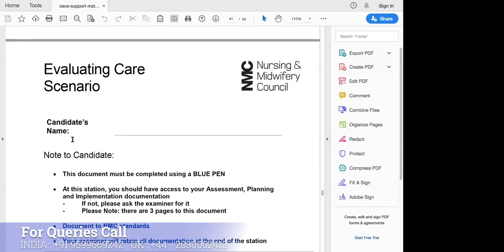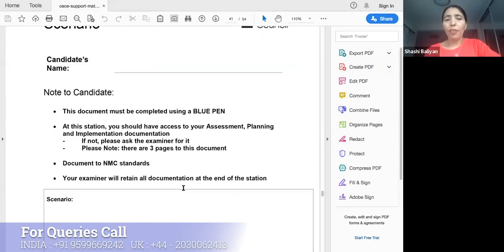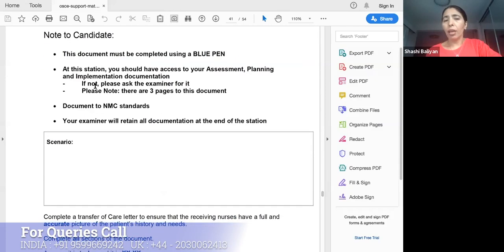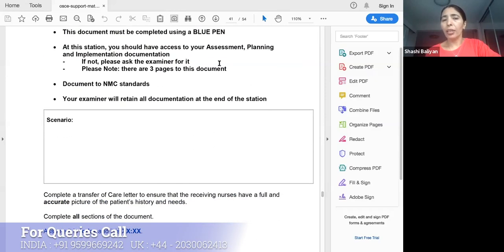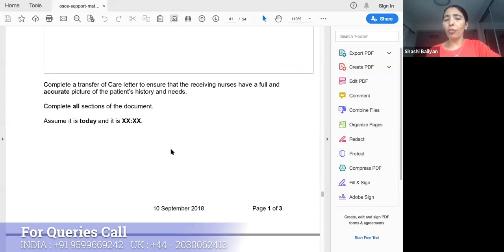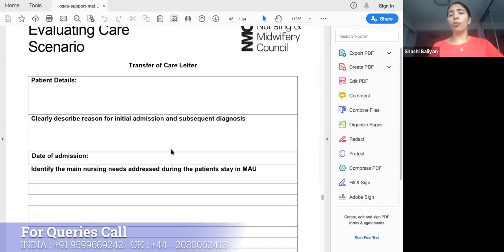Now comes your evaluation scenario. In the evaluation, again, they are going to give you this chart, in blue pen, and you will get all of your documentation back, and this is how you will need to write. So there is a transfer of care letter. You will write the patient details, the reason why the patient was admitted, what the diagnosis was, and the date of admission. You already know all these things. You just have to copy from the previous documents.